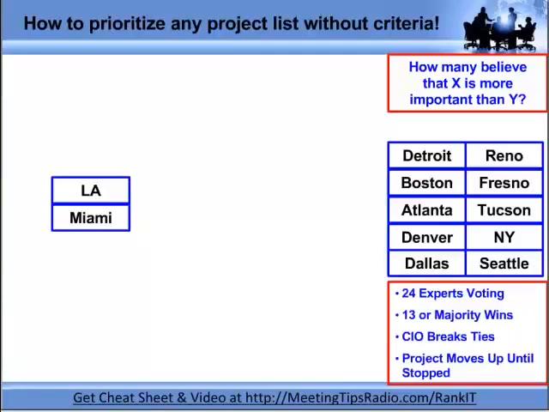So then the next thing I do is I grab the next one. I can grab them randomly, or we could have people come up and put dots. You can get creative. But I'm just going to grab one randomly. I'm going to grab Detroit. And I'm going to ask the question again, how many people believe that Detroit is more important than Miami?